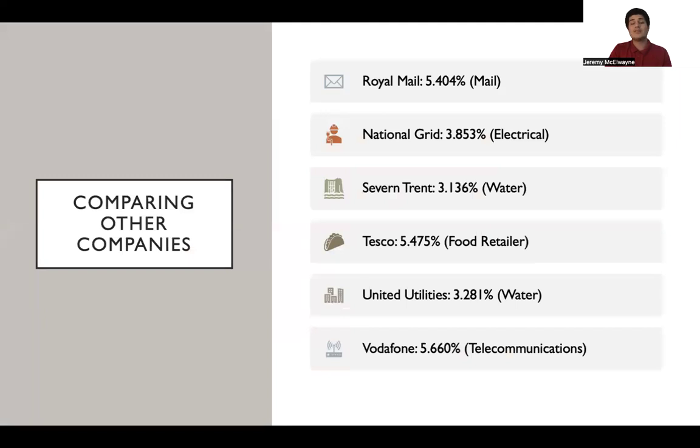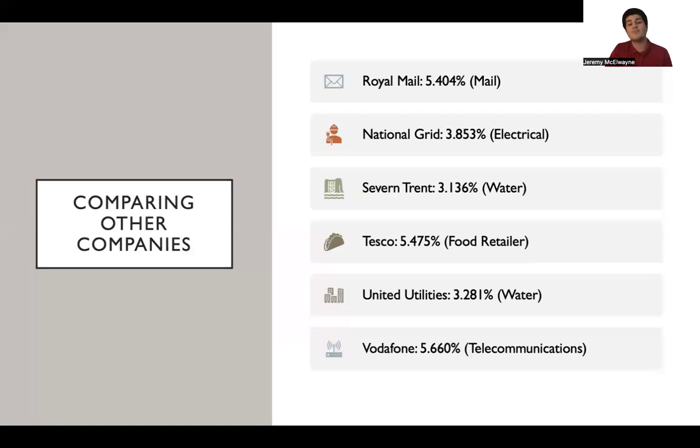Now, we must compare this to other companies to establish almost like a benchmark when we evaluate any sort of projects. Public utility companies will have different costs of capital or different requirements, usually due to their funding sources, as opposed to, say, more publicly traded or market-based products. First, we'll compare Royal Mail with National Grid, an electrical company in Britain, at 3.853% weighted average cost of capital, which is pretty significantly smaller than Royal Mail's 5.404%. Severn Trent at 3.136% is also in that similar range.